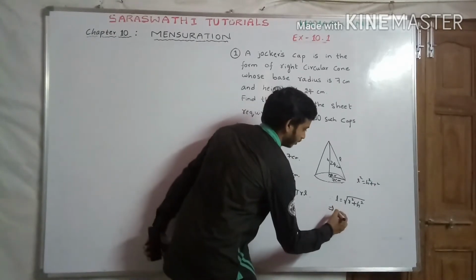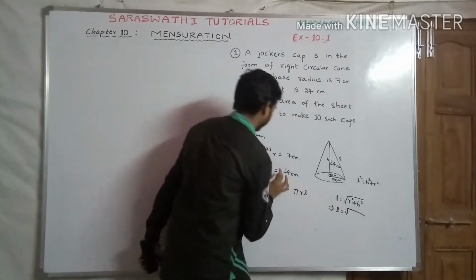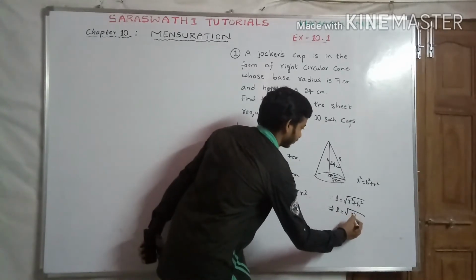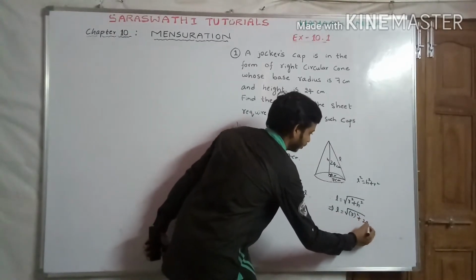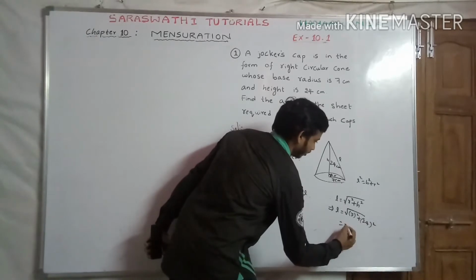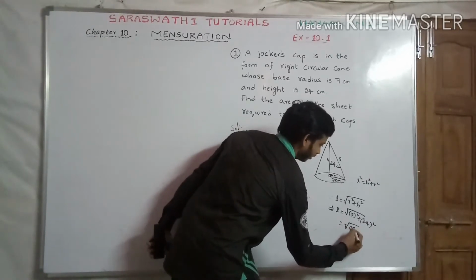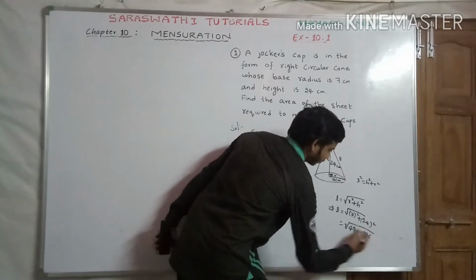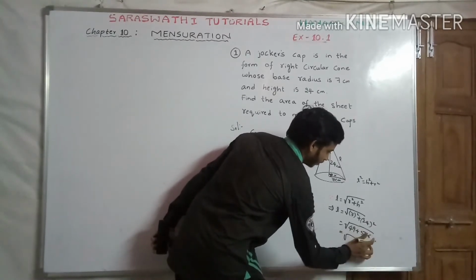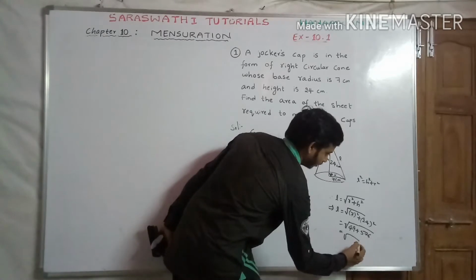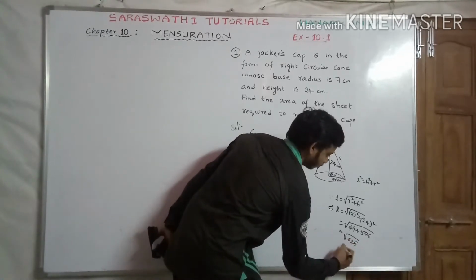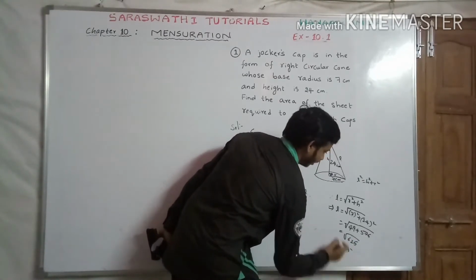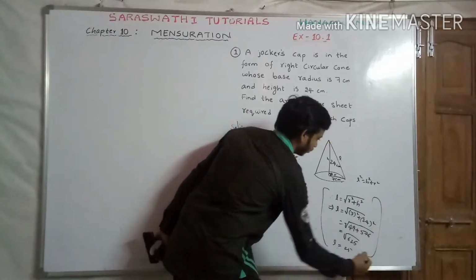Therefore L equals the square root of 7 square plus 24 square, which is the square root of 49 plus 576, which is the square root of 625. The root of 625 is 25. Therefore L is 25 centimeters.